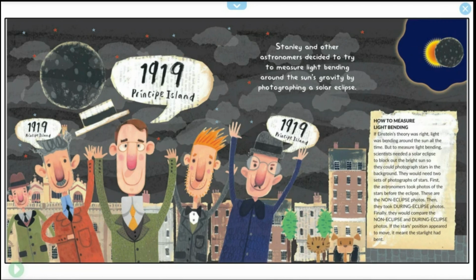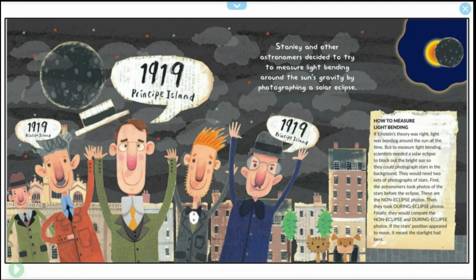How to measure light bending. If Einstein's theory was right, light was bending around the sun all the time. But to measure light bending, scientists needed a solar eclipse to block out the bright sun so they could photograph stars in the background. They would need 2 sets of photographs of stars.